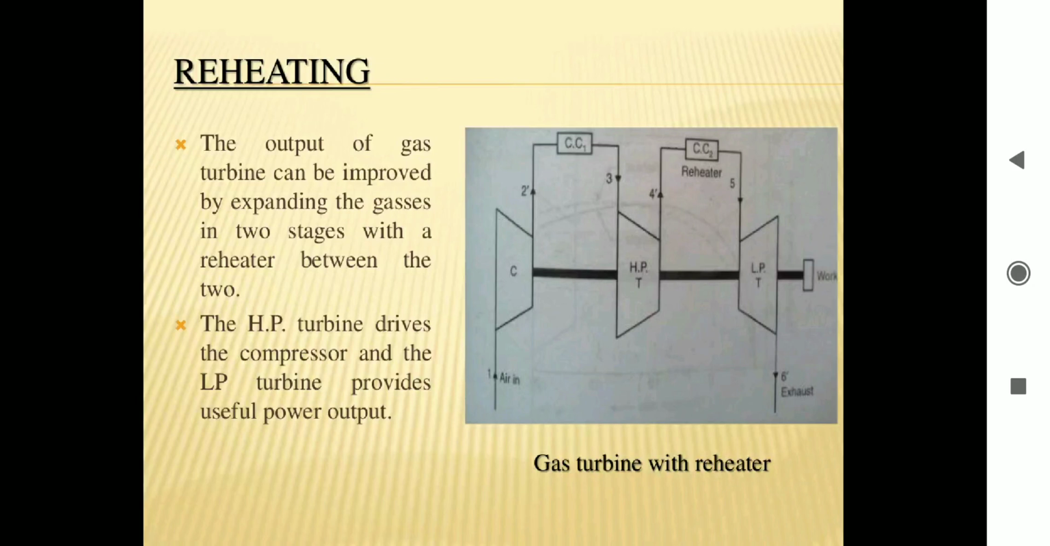After that, the temperature of the gases increases and they are fed into the low pressure turbine. As we know, efficiency depends on the turbine inlet and exhaust temperature, and due to this the temperature increases after point 5, so higher efficiency and higher power are generated. The high pressure turbine drives the compressor and the low pressure turbine provides the useful power output. As we can see in the diagram, the high pressure turbine is for the compressor, and power is generated by the low pressure turbine.